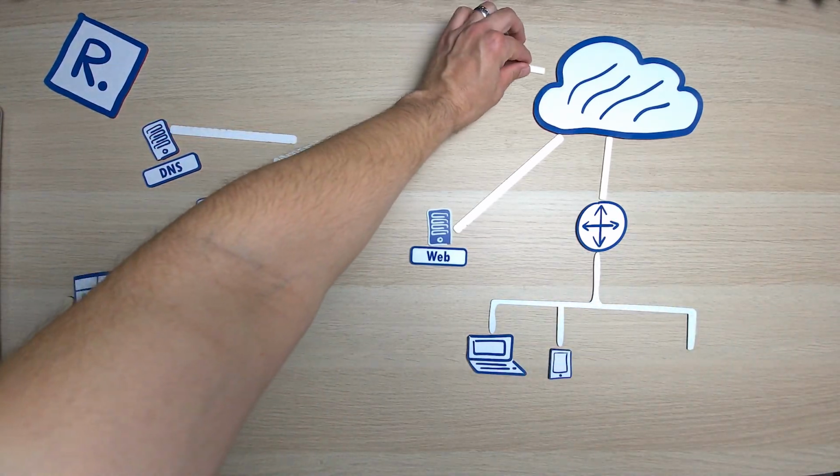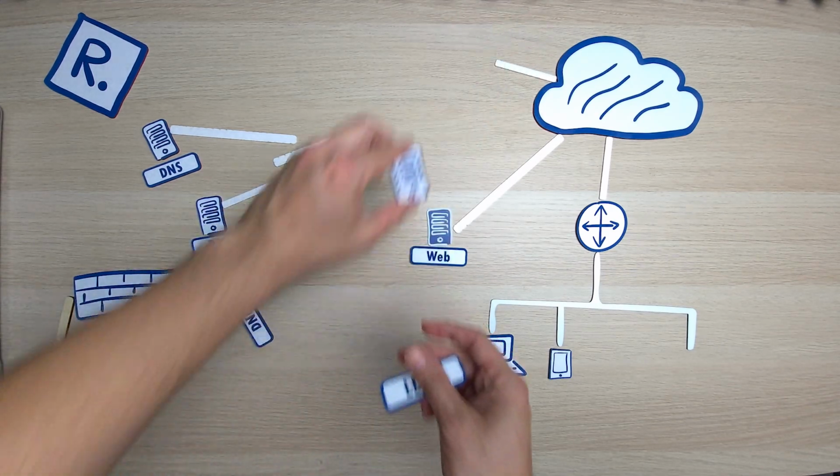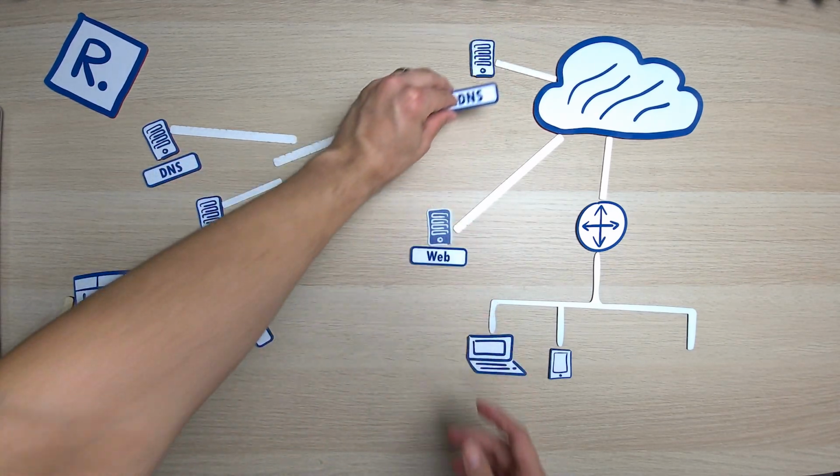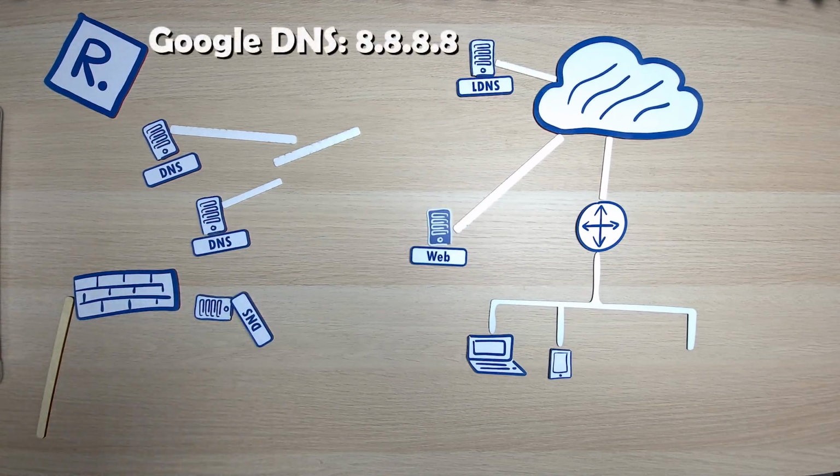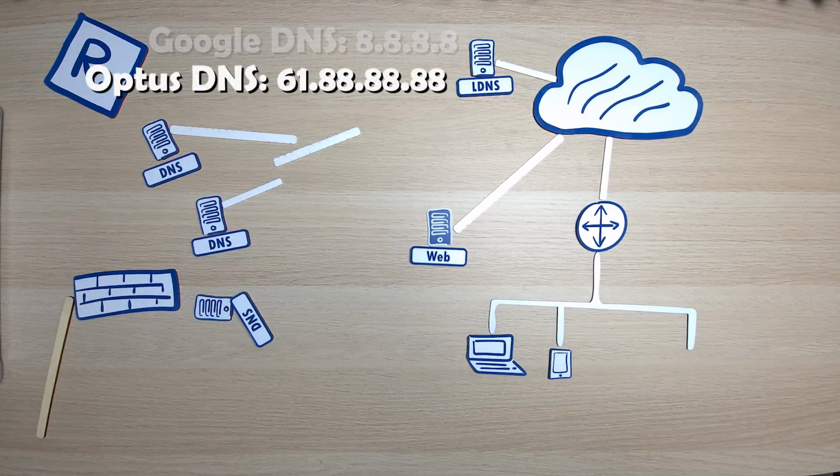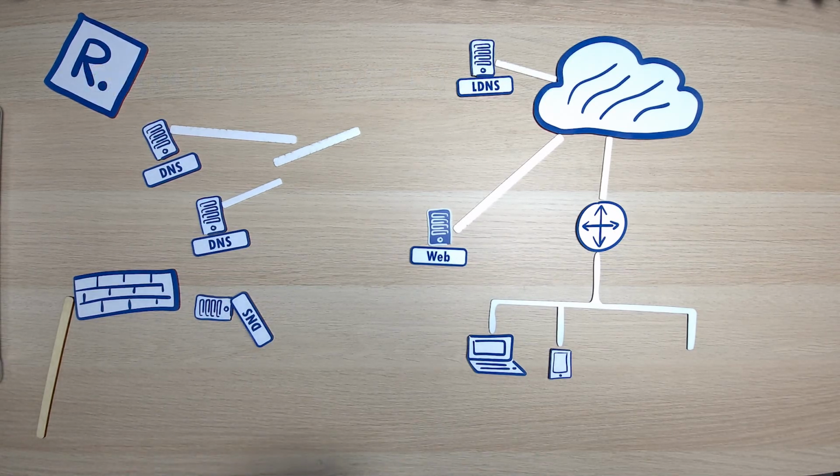We could say, hey, I'm going to override what my ISP says, and instead, I want to use Google DNS, which is 8.8.8.8, for example, or Optus's DNS, 61.88.88.88, huzzah. And what we can do is take a look at what that would look like from NSLookup.